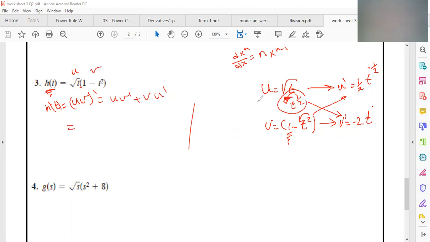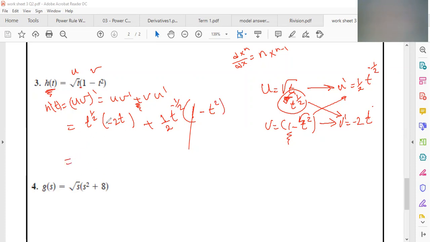Okay, what is the value of u? t to the power half. Keep it in power form to help you. Multiply v prime, which is negative 2t. Just replace in the rule. Okay, plus, don't forget, plus u prime, which is negative half t to the power negative half, multiply 1 minus t squared. That's right. Okay, just substitute.